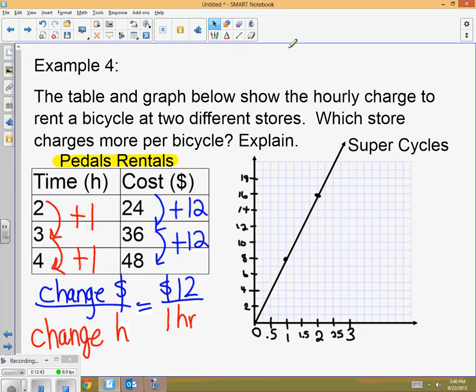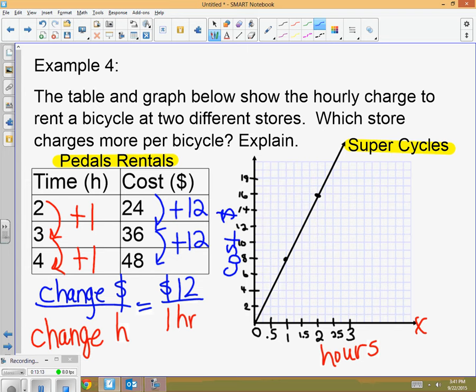Now let's analyze the graph. This graph represents a store called Super Cycles. And Super Cycles has an x-axis, and it is not labeled on mine, so I'm going to label it now. Your book is already labeled. The x-axis is your number of hours. Your y-axis represents the cost in dollars. So I'm labeling this now.